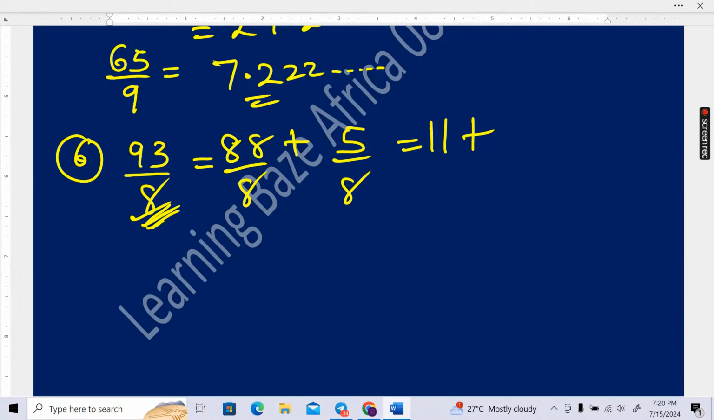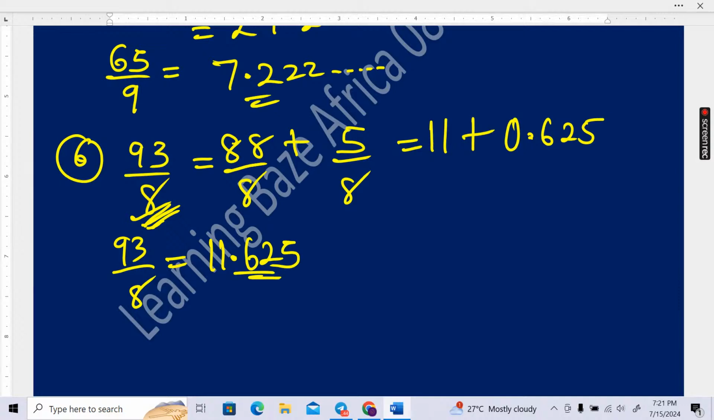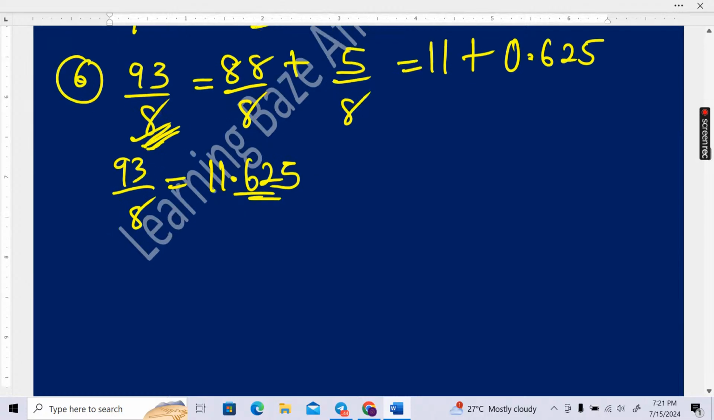Wow. What is 5 over 8? Amazing. That's 0.625. So that will be 11 plus 0.625. So 93 divided by 8 is equal to 11.625. Can you see how decimal expansion has helped us learn how to divide a number easily in our head?